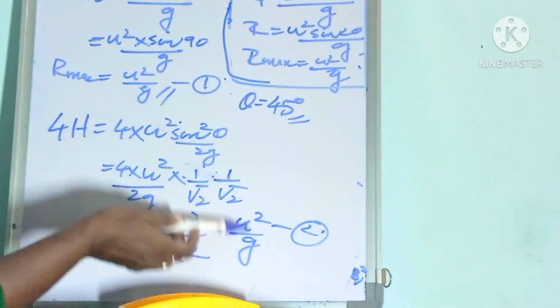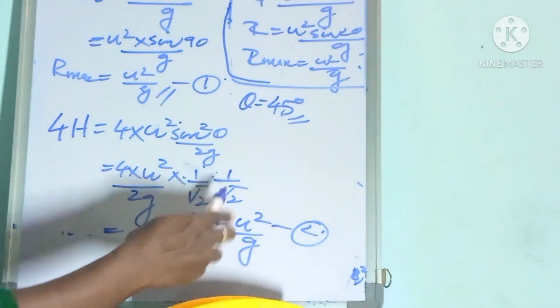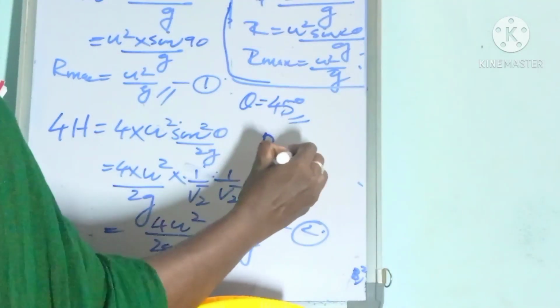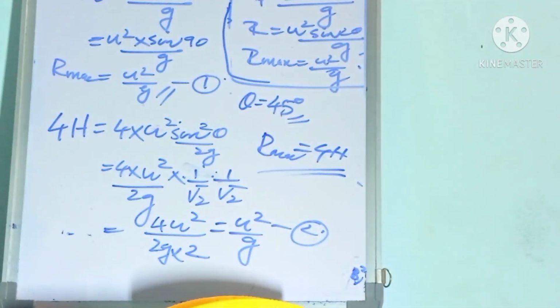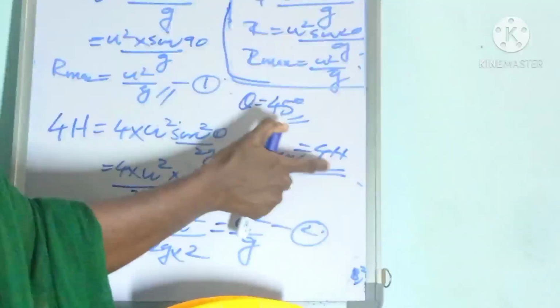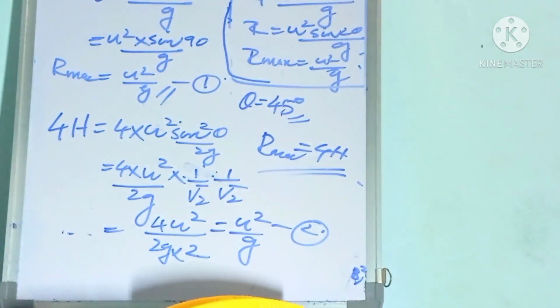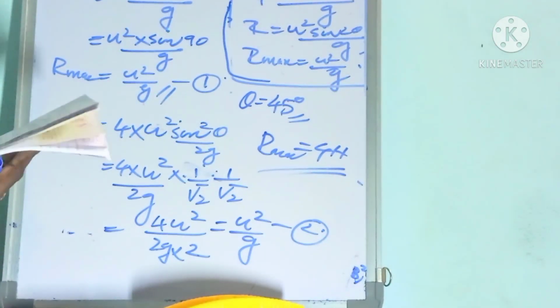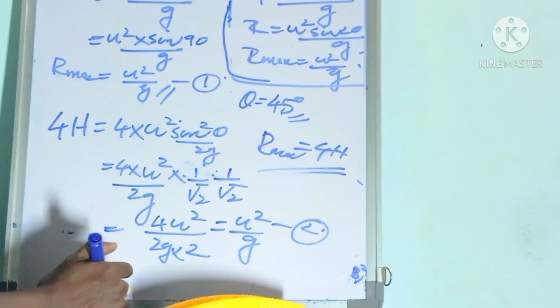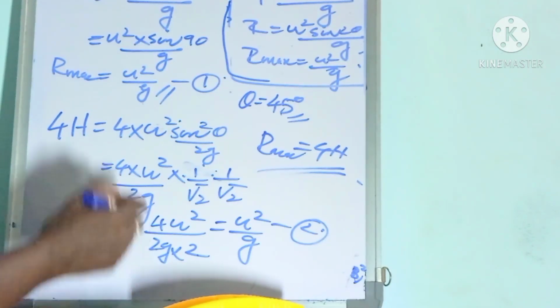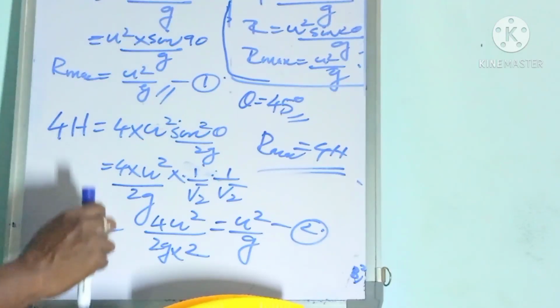Here the RHS are equal, u square by g, u square by g. So we can write R max equal to 4h. Thus we proved the maximum horizontal range is equal to 4 times the maximum height. Listen here: we have to prove that the maximum horizontal range is 4 times the maximum height attained by the projectile when fired at an angle of inclination so as to have the maximum horizontal range.